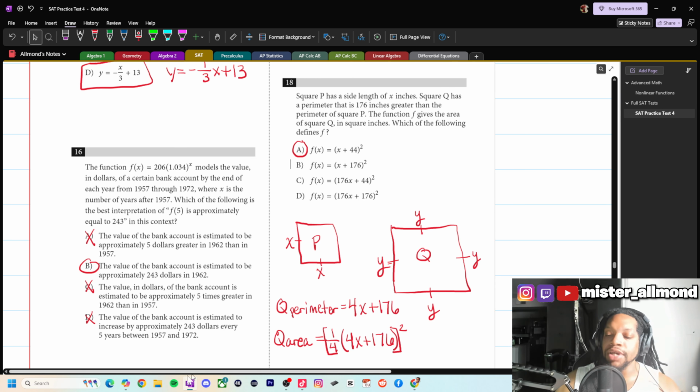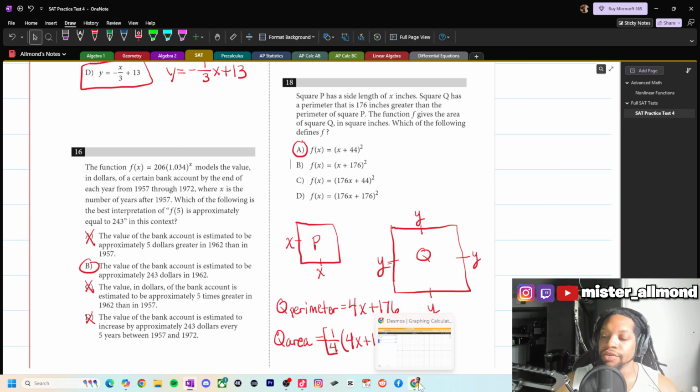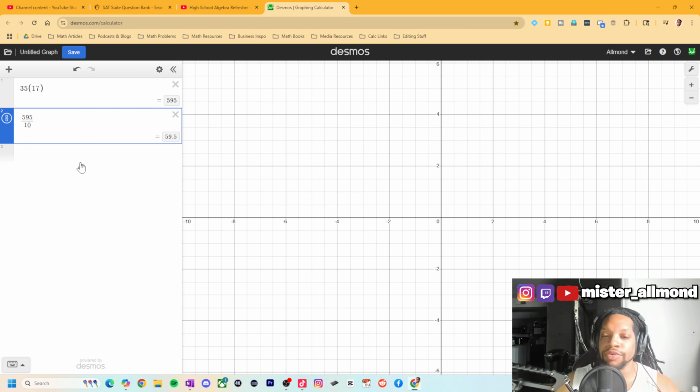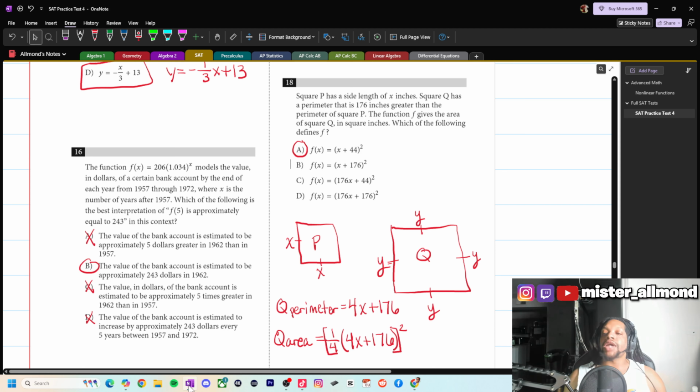And then again, if I have time, I'm going to double check. Make sure my algorithm was correct. 176 divided by 4 is 44. So that works out. I like that question. I'm not going to lie.